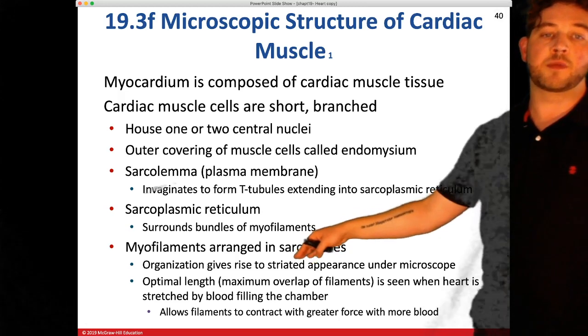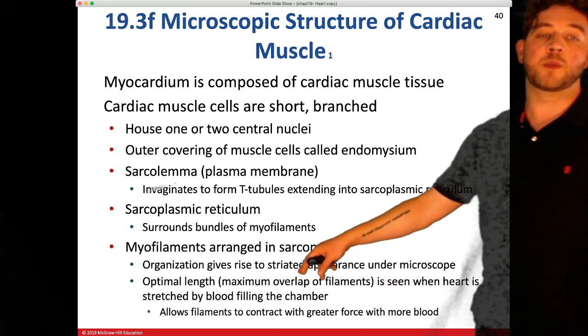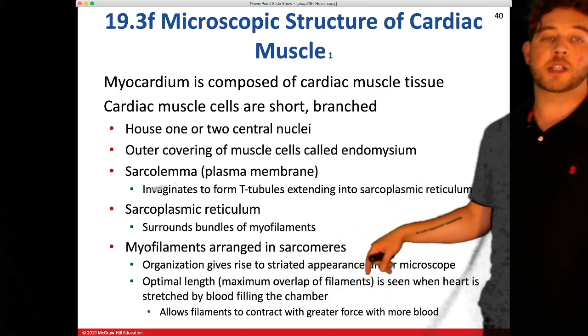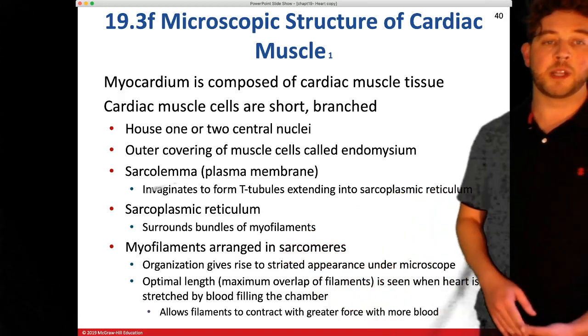The organization gives rise to a striated appearance under the microscope, and the optimal length, what's called the maximum overlap of filaments, is seen when the heart is stretched by the blood filling the chamber, which allows the filaments to contract with greater force with more blood.